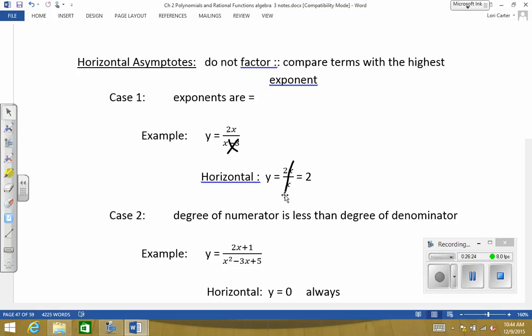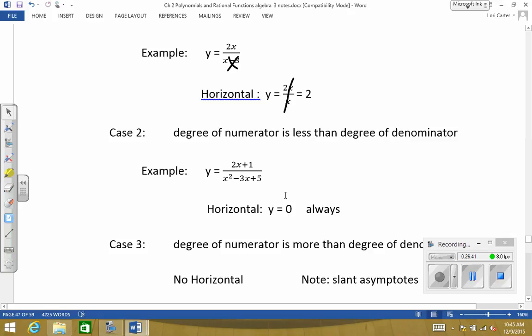There are 3 options for horizontal. The first option is when the x's cancel, so they're the same exponent, and you get a number, a very pretty line. The second option is when the denominator is larger than the numerator. So what's my most important term on the top? 2x. I don't care about the rest. What's the most important on the bottom? X squared.